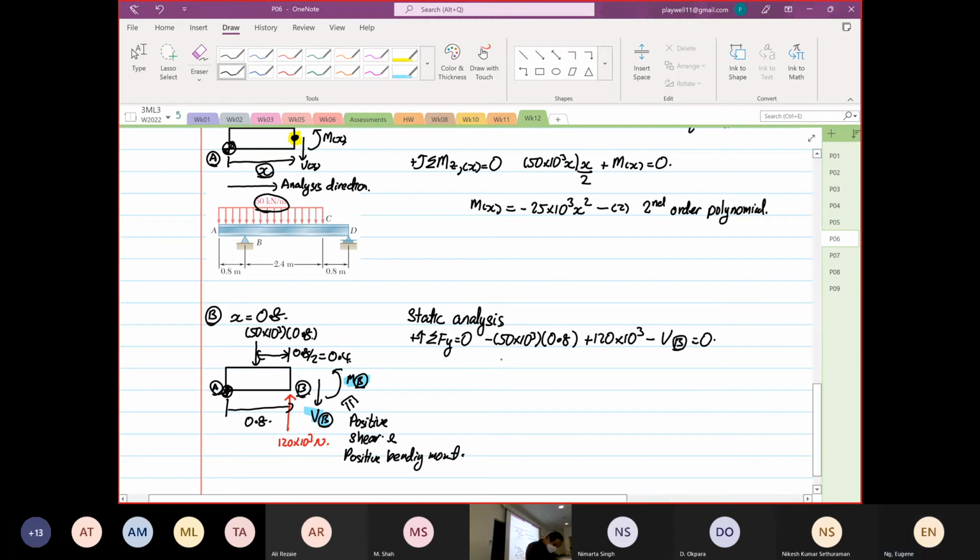Okay. So over here, V at point B is equal to minus 50 times 10 to the power 3 times 0.8 plus 120 times 10 to the power 3, which is equal to 80. Okay, so it's equal to 80 times 10 to the power 3. It's a constant, right? Because at point B, x is equal to 0.8.